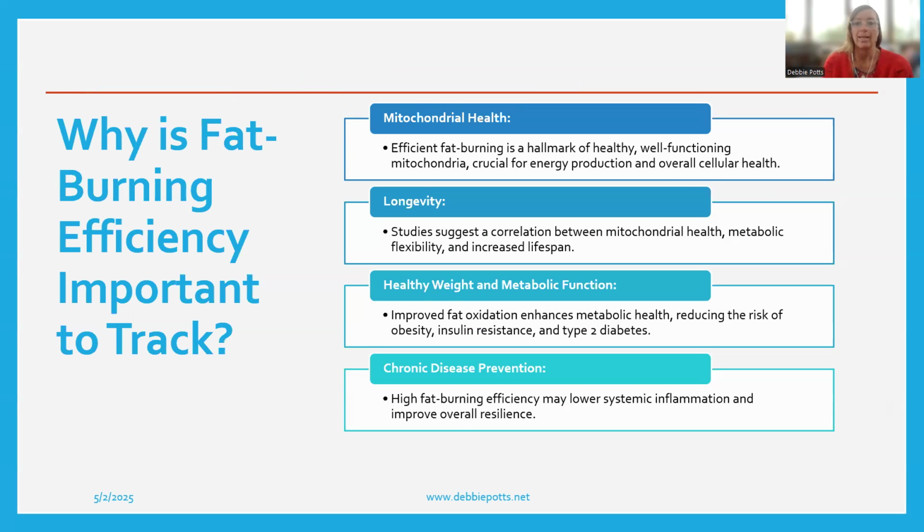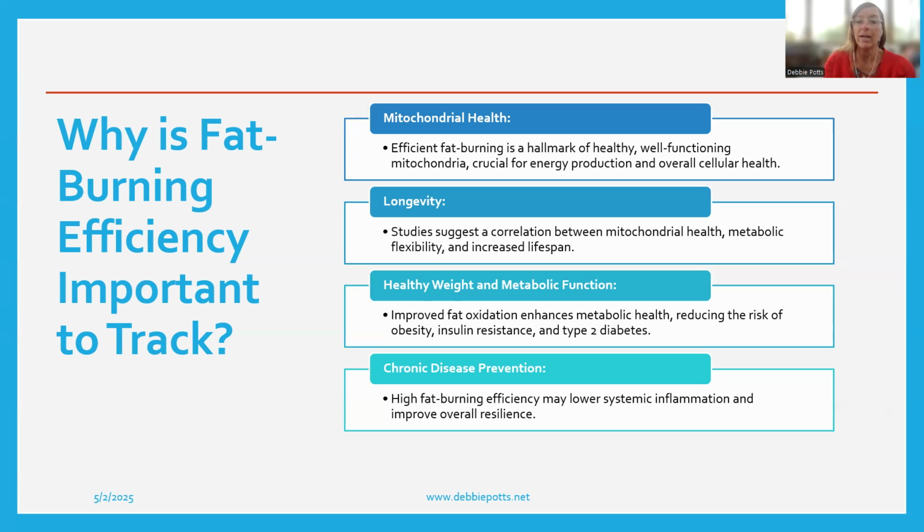So why is it so important? Again, mitochondria health. Efficient fat burning is a hallmark of healthy, well-functioning mitochondria, crucial for energy production and overall cellular health. Studies suggest a correlation of mitochondria health, metabolic flexibility, and increased lifespan. So for longevity markers, we need to be looking at fat burn efficiency. If we are concerned about our weight, improving our fat oxidation enhances our metabolic health, which helps us reduce our risk of insulin resistance, which leads to type 2 diabetes, and all of it will result in obesity because we're just storing more fat, we're not burning it.